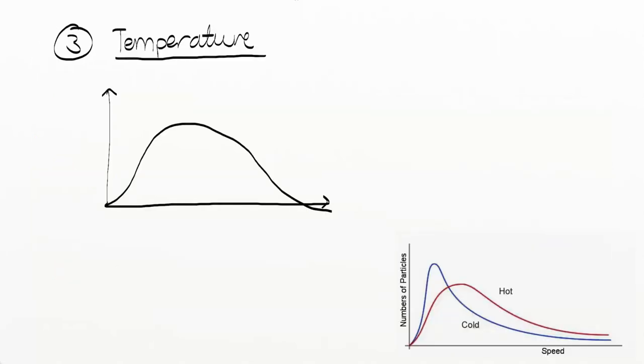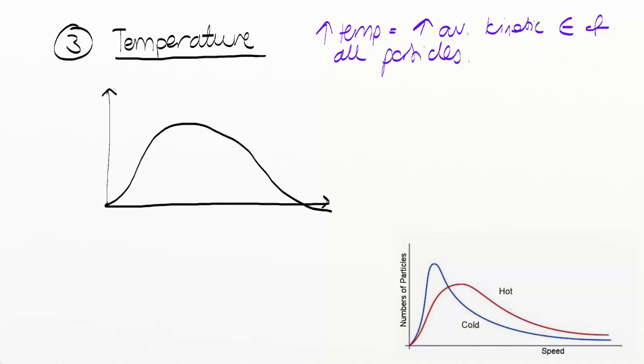Okay, so the last section is looking at temperature. How does temperature increase the reaction rate? The idea is this: when we increase temperature, we're increasing the average kinetic energy of all particles. Remember, we had this energy distribution curve where on the y-axis we've got the number of particles, and on the x-axis we have the energy, the kinetic energy of the particles. So when we increase the temperature, we increase the average kinetic energy of all particles.